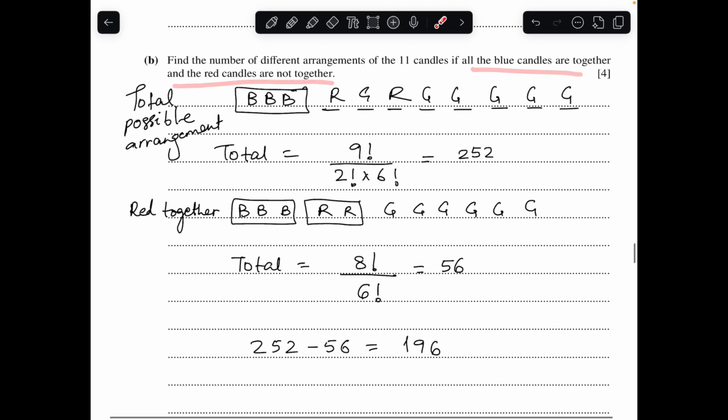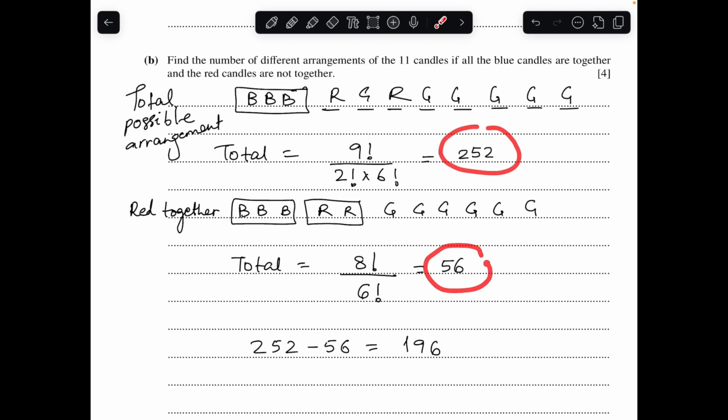An important point to note is that this method, all minus the ones which are together, will work only if you have 2 items that are repeating. Only for 2 items. If it is 3 items, then you have to use the method of gaps. This method will not work for 3 items. So if I had 3 red candles, you have to do the method of gaps.